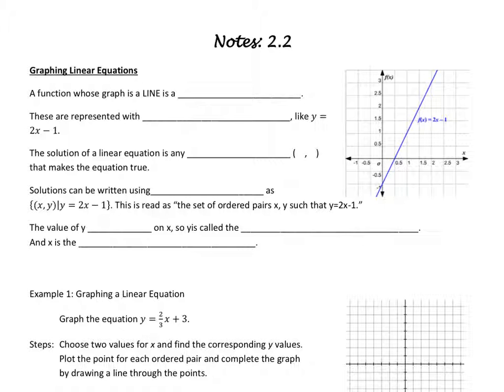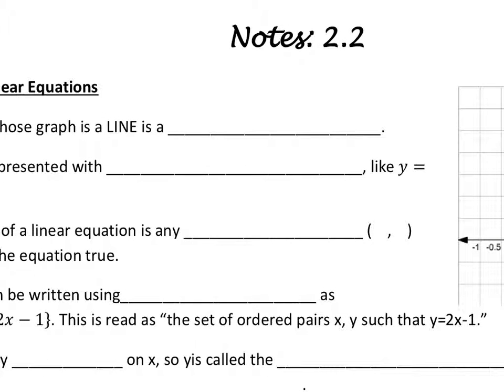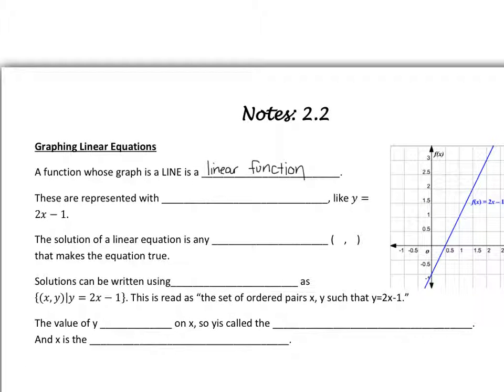So we're talking about graphing linear functions today. If a function's graph is a line, it's called a linear function. These are represented with linear equations. For example, y equals 2x minus 1, which is graphed to the side there. My L looks like a boot. Y equals 2x minus 1 is an example of a linear equation.